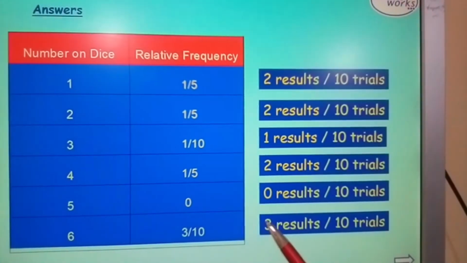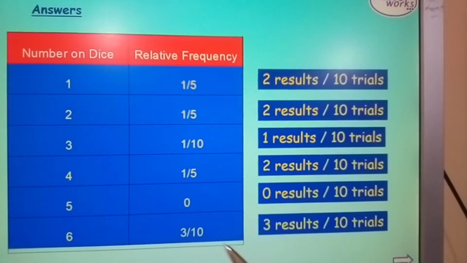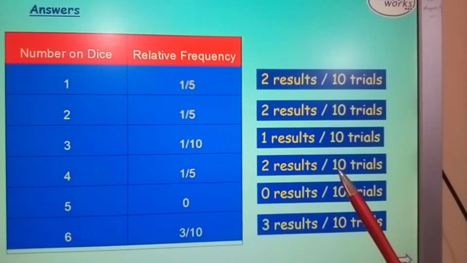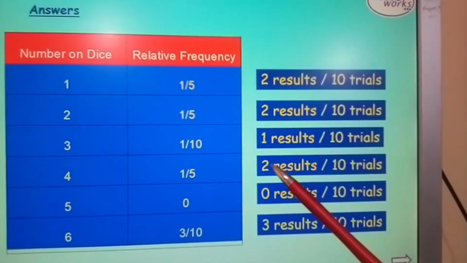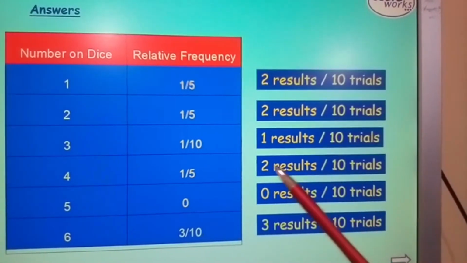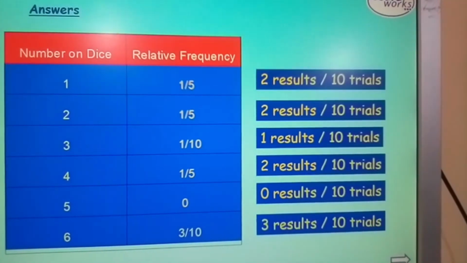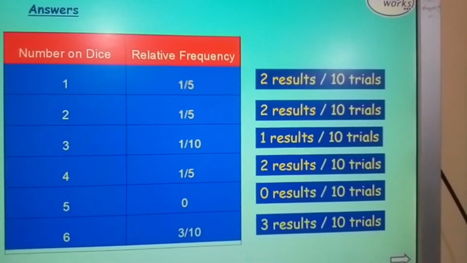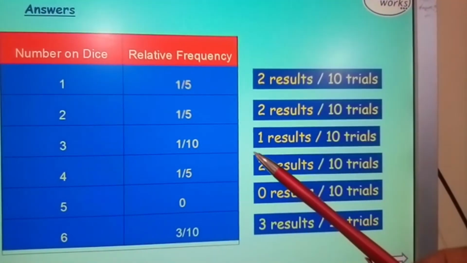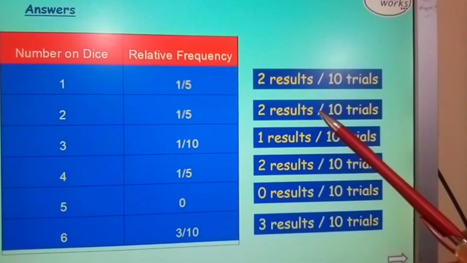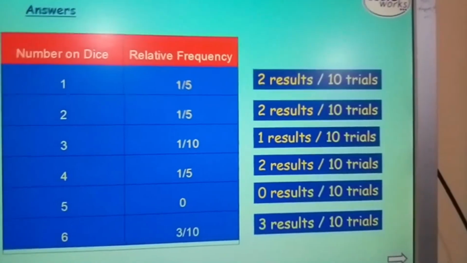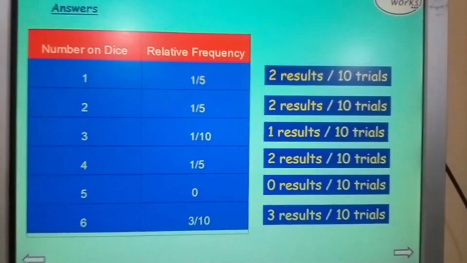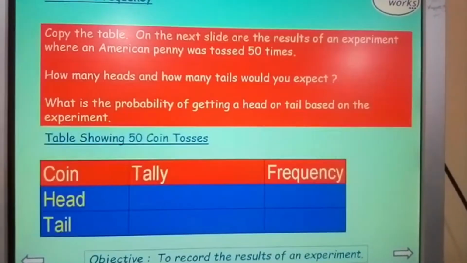So all this is trying to tell you here is that that is equal to 3/10, that is equal to 1/5. What they've done here is to reduce this down. That becomes 1/5, that becomes 1/10. Again here 1/5 and 1/5. Okay, just simply divide top and bottom by 2.